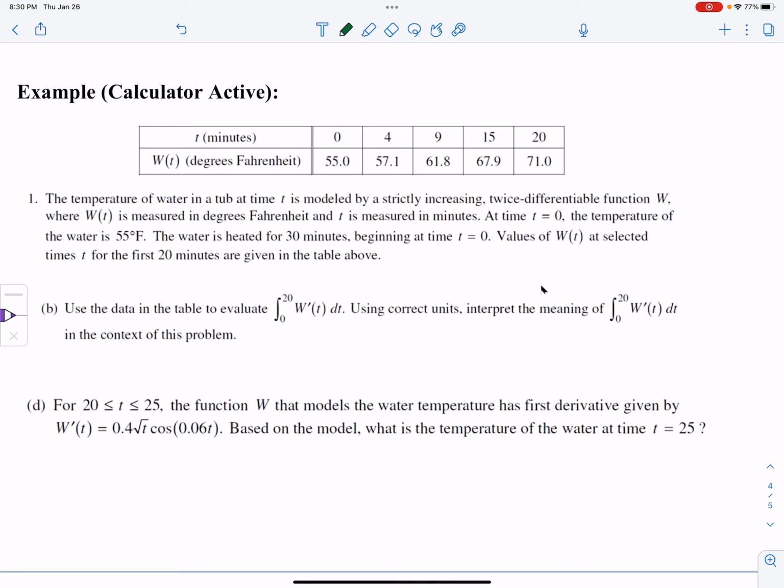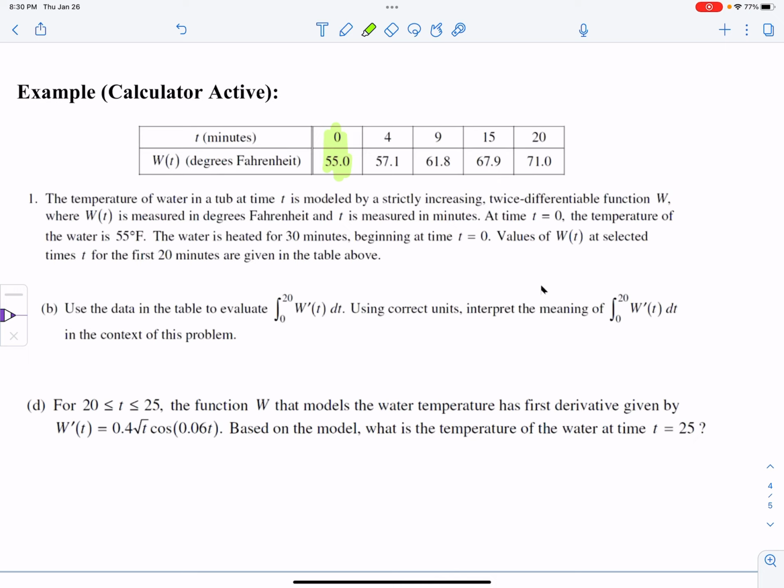It says the temperature of water in a tub at time t is modeled by a strictly increasing twice differentiable function W, where W of t is measured in degrees Fahrenheit and t is measured in minutes. At time t equals 0, the temperature of the water is 55 degrees Fahrenheit. Okay. And that's reflected in the table.